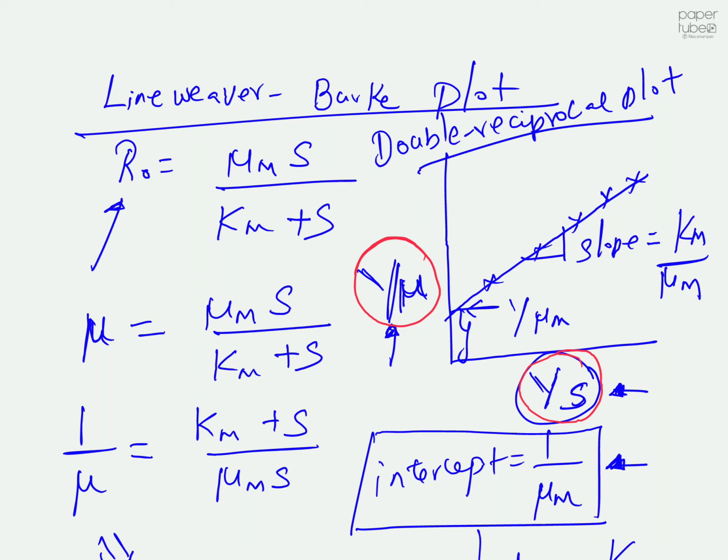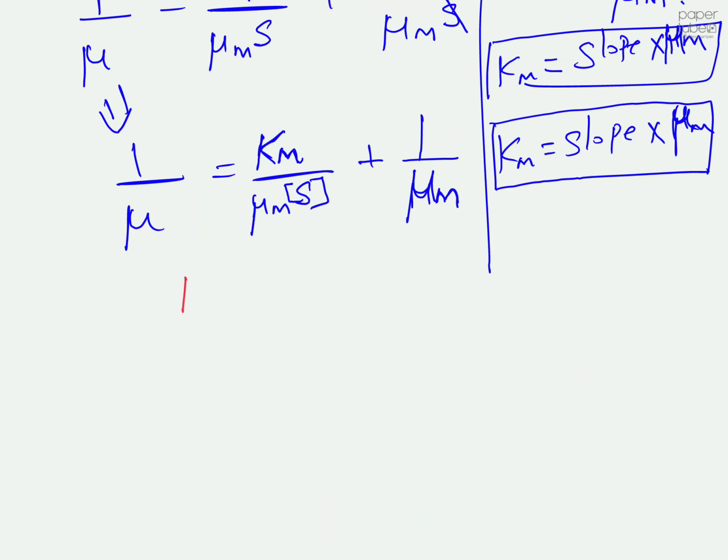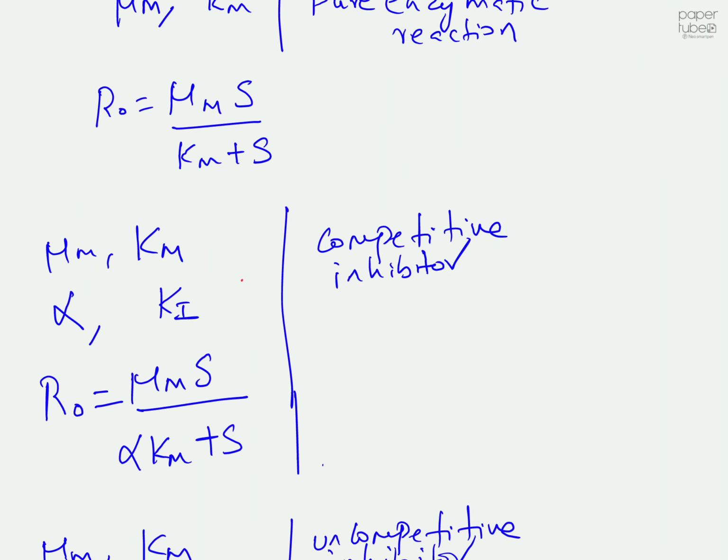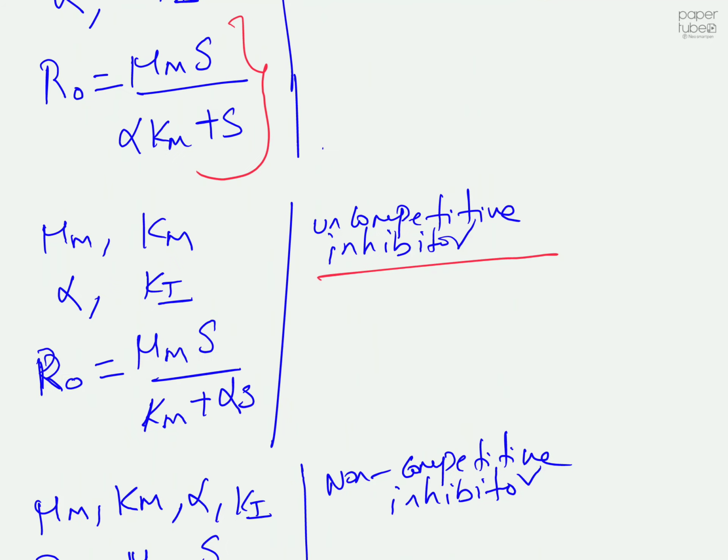So that's how we get the kinetic constants mu m and Km for the pure enzymatic reaction. So in the next lecture I will show you how to get the kinetic constants as in this type of expression when we are going to deal with a competitive inhibitor, uncompetitive inhibitor and non-competitive inhibitor.